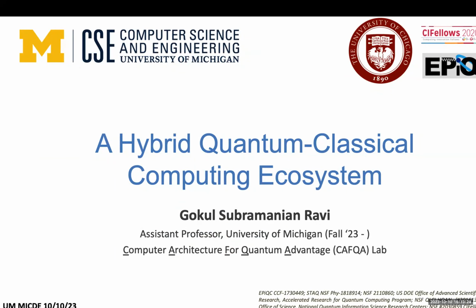So I'm Gokul Ravi. I just started here a month and a half ago as an assistant professor in CSE, and I've just started my research lab, which is called Kafka, which stands for Computer Architecture for Quantum Advantage. My research is essentially at the intersection of quantum and classical computing.